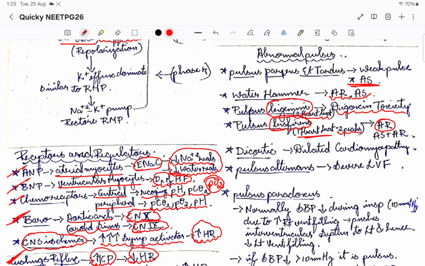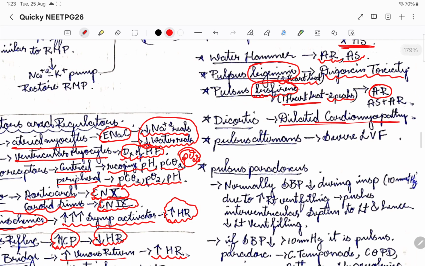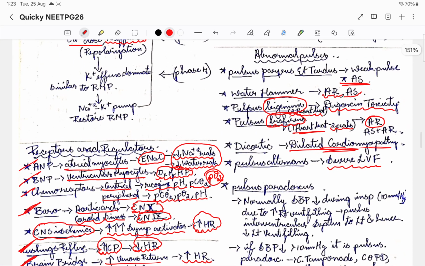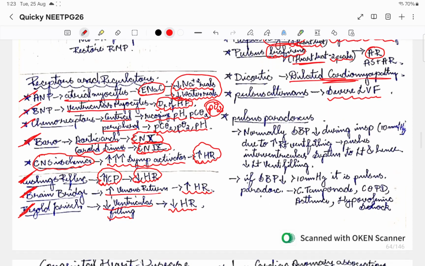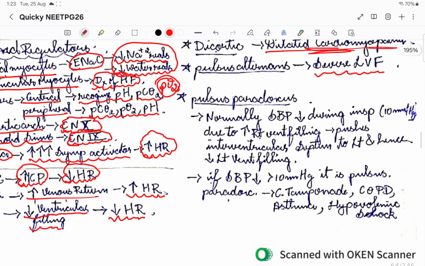Then coming to dicrotic notch, it is going to be seen in dilated cardiomyopathy. Please remember this. Then pulsus alternans will be seen with respect to severe left ventricular failure. There will be too much difference in the pulses. There will be irregular pulses, no proper pulse. This is how just by seeing the pulse itself we can diagnose all these diseases, right? So this is why we check for pulse, not only for the volume or the rate. We can diagnose all these pathologies just by seeing the pulses.